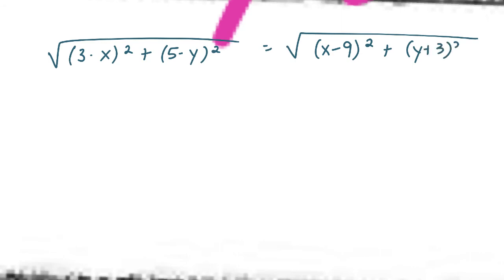So we had to FOIL all of that. Actually, I'm going to rewrite it back out. So we have 3 minus x quantity squared plus 5 minus y quantity squared equals x minus 9 quantity squared plus y minus a negative 3, which would be plus 3 quantity squared.